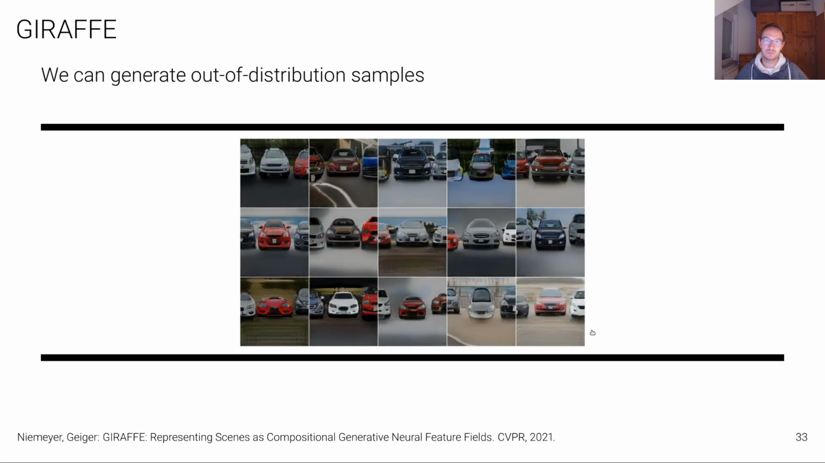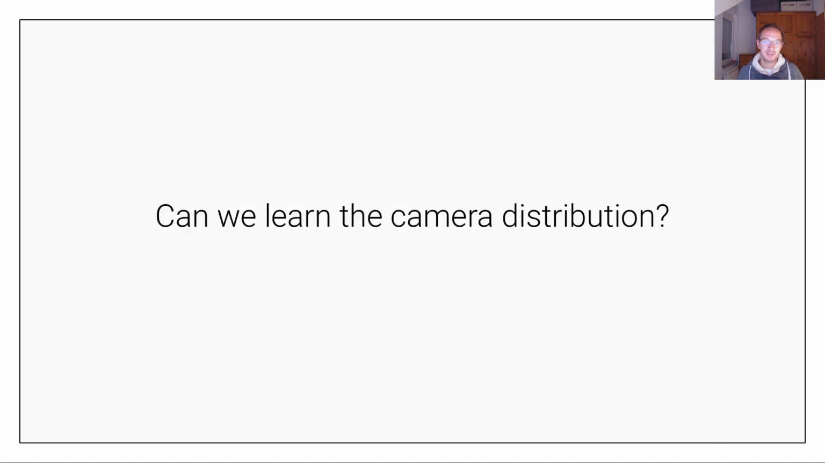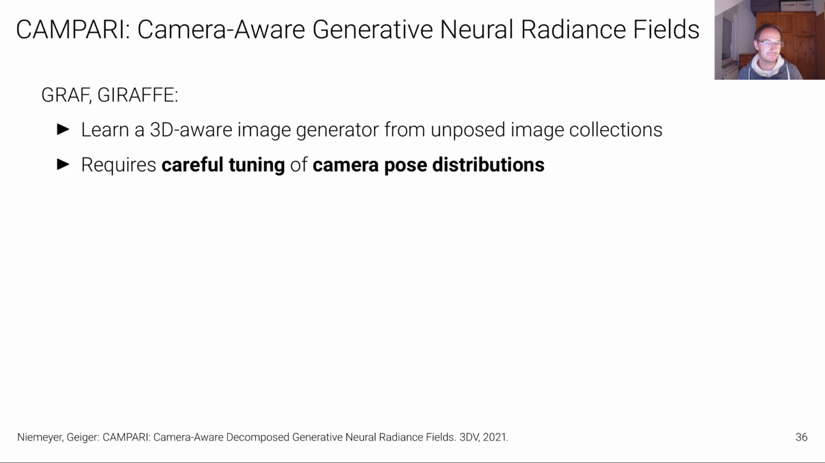The model doesn't learn properly anymore. So this is not nice. This is a lot of manual hand engineering. If you talk to the people that work with these models, if you talk to my PhD students, they'll tell you, oh, I worked a lot on getting these distributions right so that my results look good in the end for each particular data set. And of course, we'd like to automate this process. So the question is, can we learn the camera distribution as well?